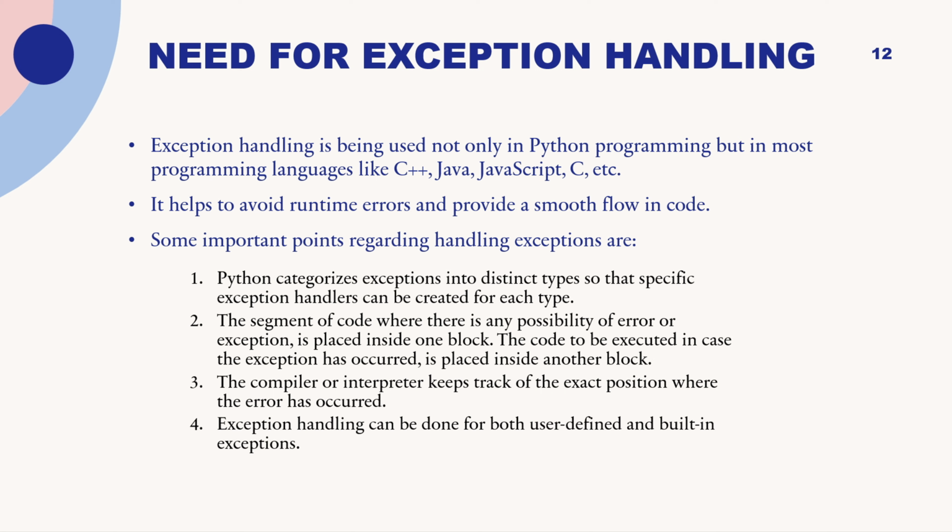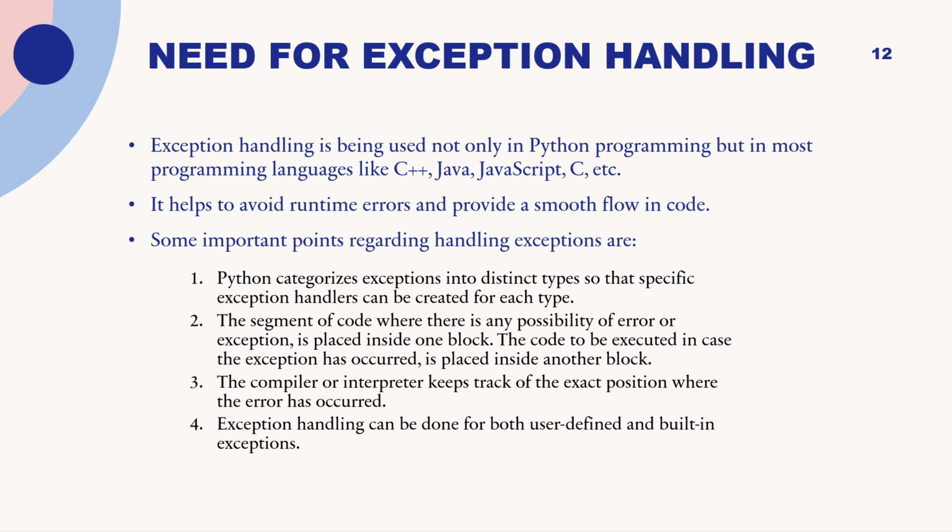So, if you are wise enough, you might have understood the need and advantages of the exception handling process. As stated on your screen, exception handling is being used not only in Python programming but in most programming languages like C++, Java, JavaScript, C, etc. It is a very useful technique to catch runtime errors and handle them to provide smooth flow in our code. Some important points regarding handling exceptions are: first point, Python categorizes exceptions into distinct types so that a specific exception handler can be created for each type. We have already discussed a few types of built-in exceptions in our previous video.